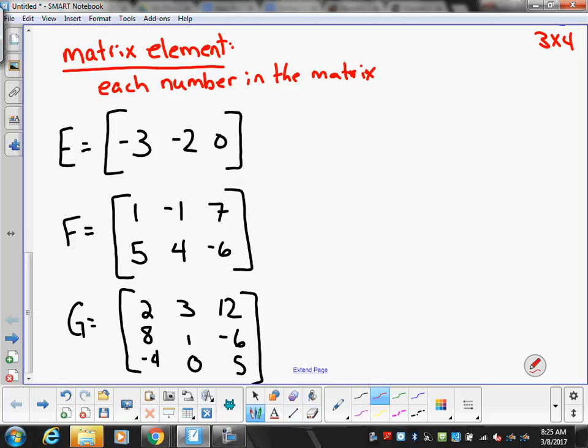All right, so real quickly, the dimensions: this is one row by 3 columns. This one is 2 rows by 3 columns. And this one is 3 rows by 3 columns. Okay, so here's what I want to ask you about.